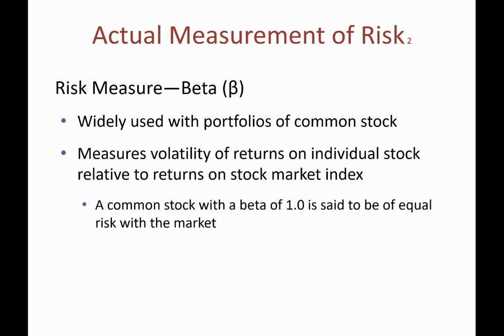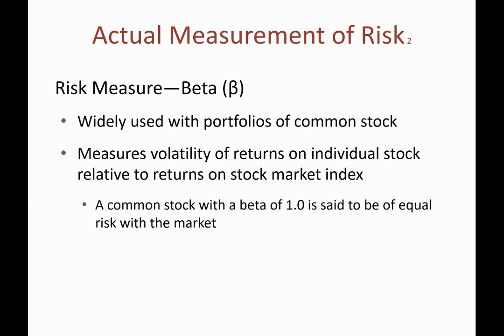Then there's also another measure that we use to measure risk, especially when it comes to common stock. With common stock, we use beta as a risk measure. So you basically compare the beta for an individual stock in relation to the market. It's widely used with portfolios of common stock, and it measures how volatile the returns of an individual stock are relative to the stock market index, like the Standard and Poor's market index. So you look at that relationship.